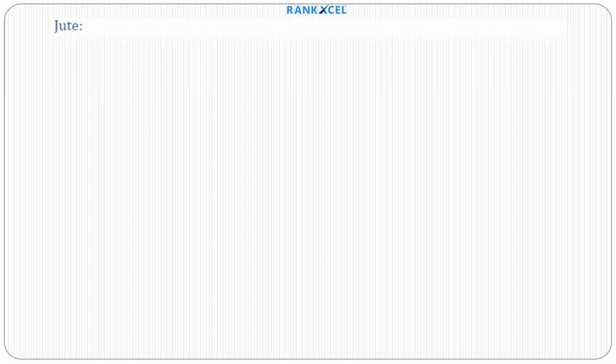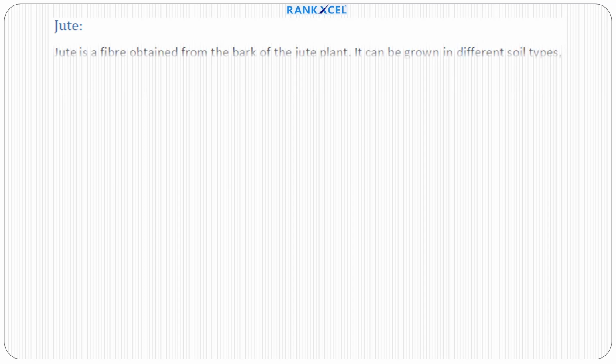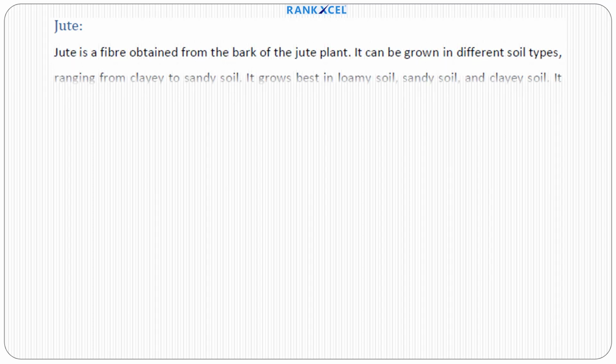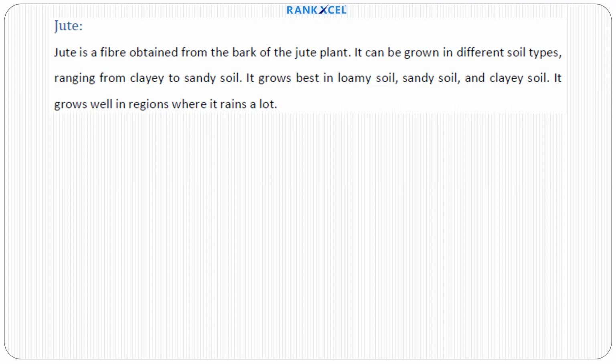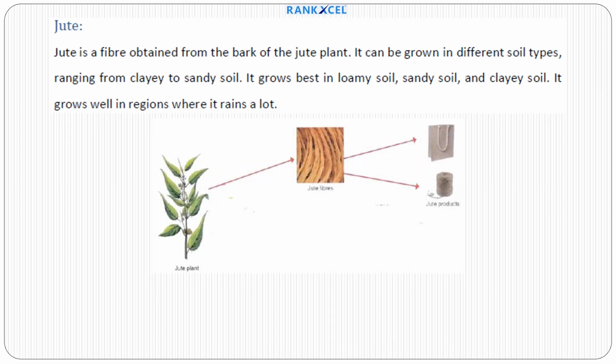Jute is a fiber obtained from the bark of the jute plant. It can be grown in different soil types, ranging from clay to sandy soil. It grows best in loamy soil, sandy soil, and clayey soil. It grows well in regions where it rains a lot.